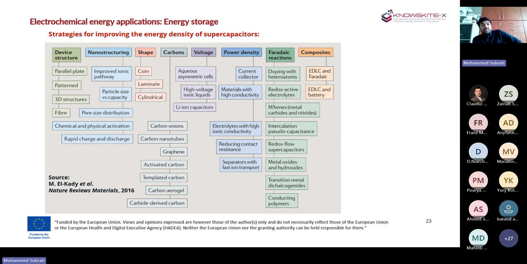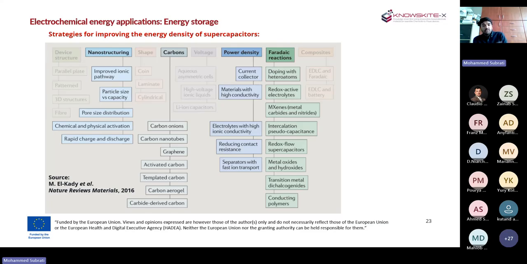From the material point of view, which is actually the aim of this presentation and what I'll be focusing on, there are 4 points: nanostructuring, the material's carbon, power density, and pseudocapacitive reactions. In the first case, for nanostructuring, improved ionic pathway can be achieved by controlling the pore size distribution, the tunability, and of course, chemical and physical activation. As for carbons, graphene-based framework, templated carbon.